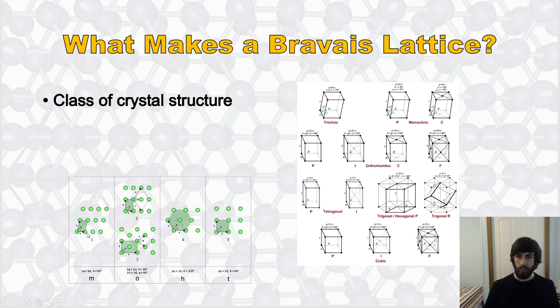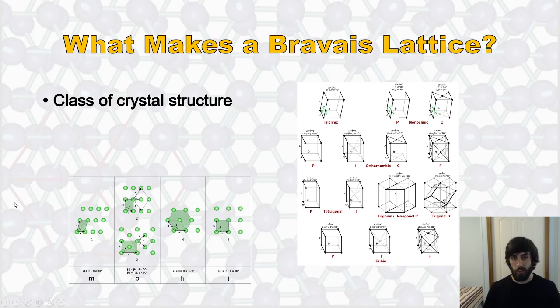We have, I believe, 4 different types. They're square and rectangular. And we have 2 types of rectangular. Those are primitive rectangular and centered rectangular.